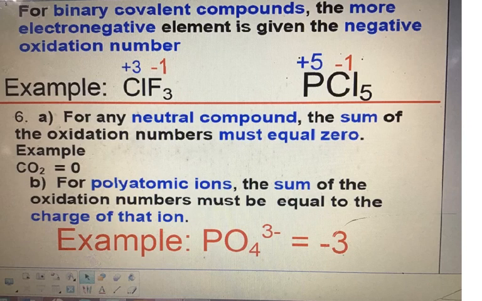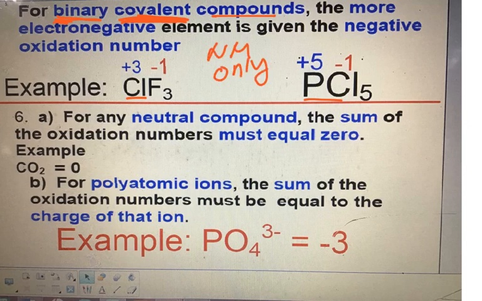Winding down. The rule here says if you have binary covalent compounds. Now, what does binary mean? Bi means two things. So if you have compounds that have just two things in them, and they happen to be covalent. Now, we know covalent means what? Covalent means non-metals only.